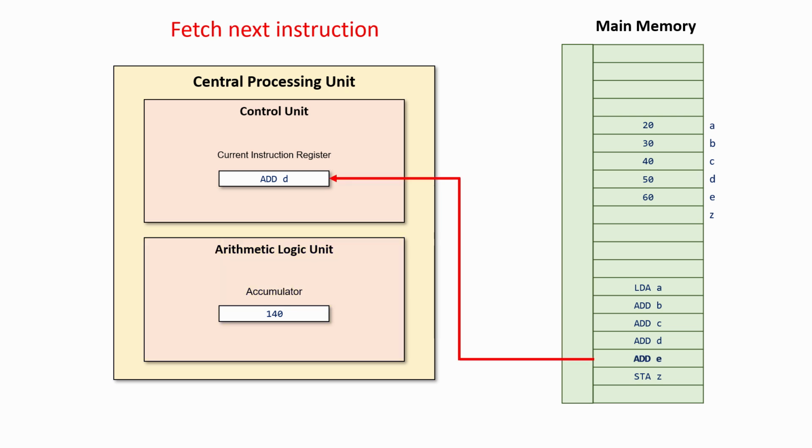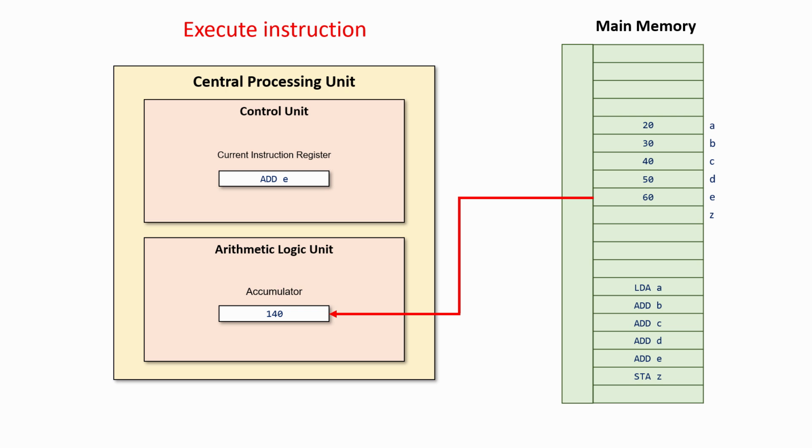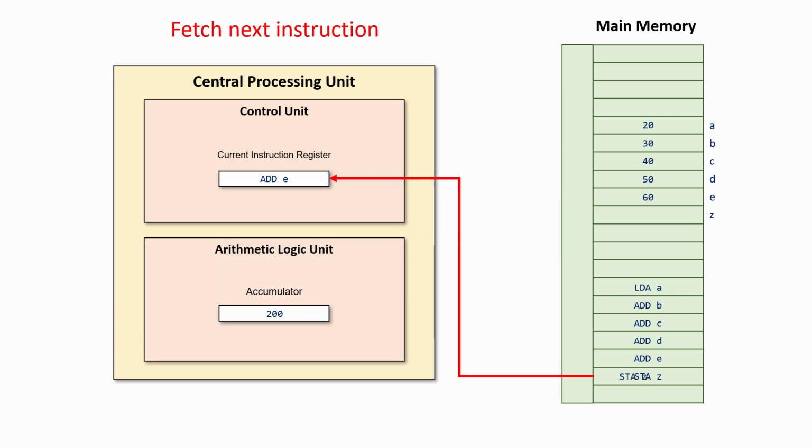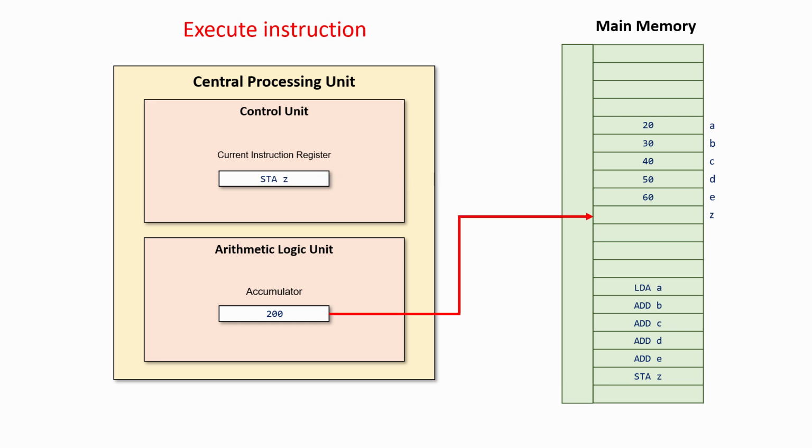The next instruction is fetched. This time we're going to add the contents of memory location E to whatever's in the accumulator. You can see in this example the same actions are being repeated over and over again, which is why we call it the fetch-execute cycle. The final instruction is slightly different. Store Z is an instruction to take whatever's already in the accumulator and store it into memory location Z. So this time something is moving out of the CPU and into the memory.